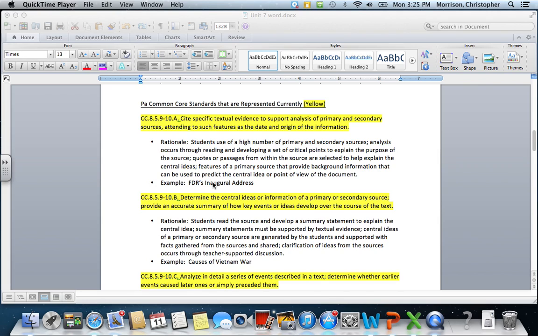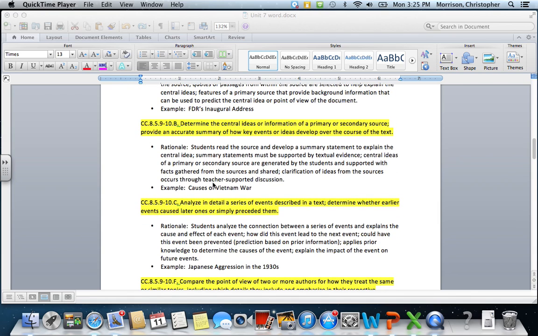To move down, the second standard, letter B: determine the central ideas or information of a primary or secondary source, provide an accurate summary of how key events or ideas develop over the course of the text. Students read the source and develop a summary statement to explain the central idea. Summary statements must be supported by textual evidence. Central ideas of primary and secondary sources are generated by students and supported with facts gathered from the sources and shared. Clarification of ideas from the sources occurs through teacher-supported discussion.